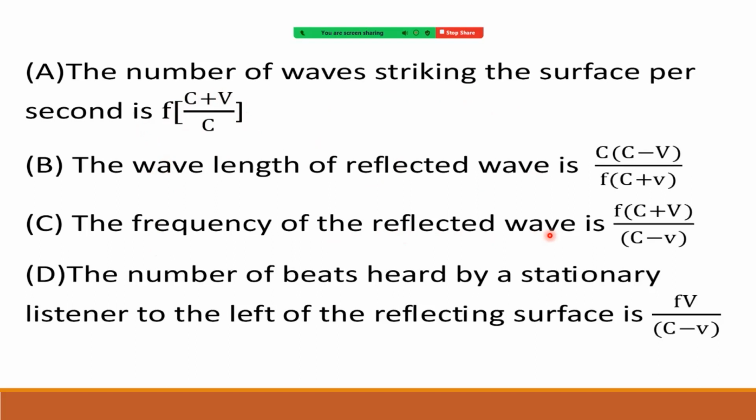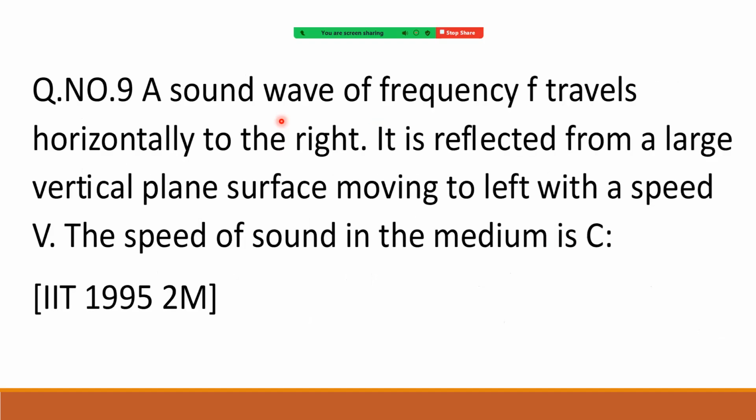See, this is almost the same as the previous problem. Only change: in the previous problem, the wall was at rest. Here, that plane surface is moving. And coming to here, regarding the source, nothing is mentioned, so we are taking the source as not moving. I am repeating, this problem is almost the same as the previous problem. In the previous problem, the car was the source and the wall stationary. Coming to here, the source is not moving, but the plane is moving. That is the only change, right?